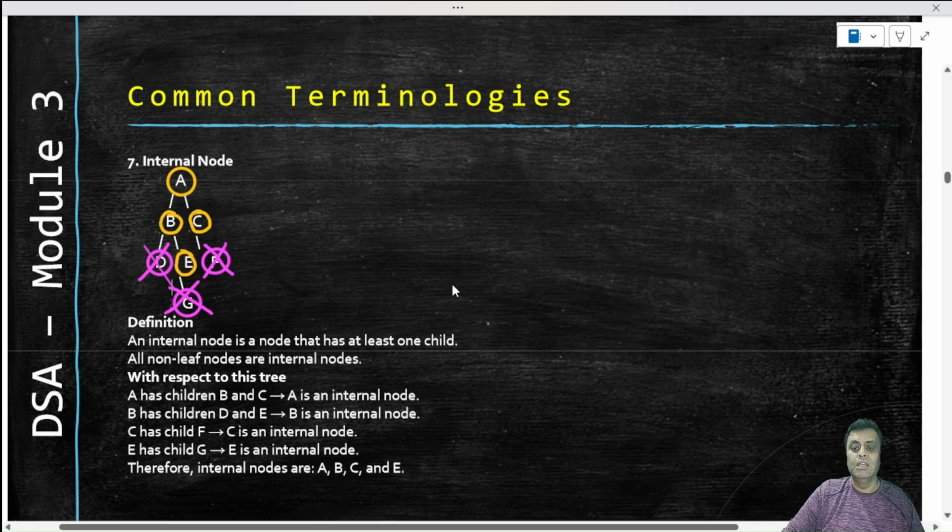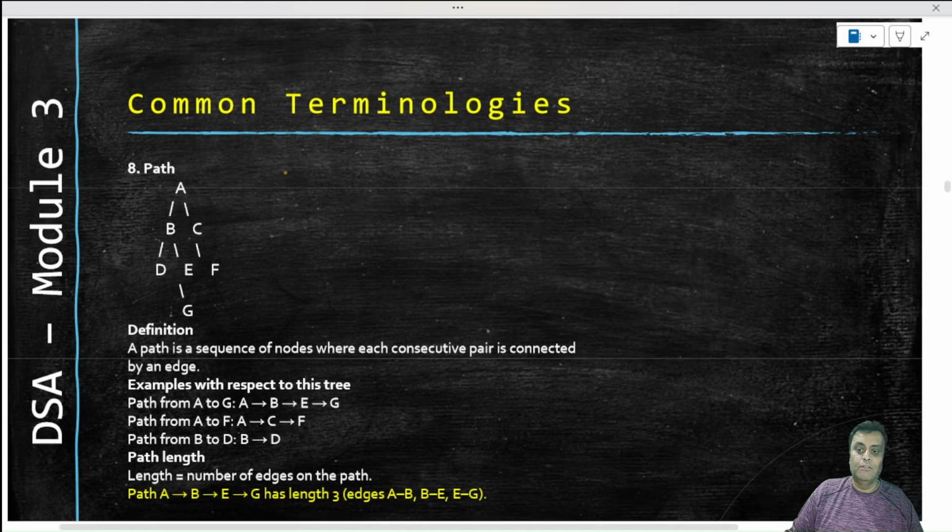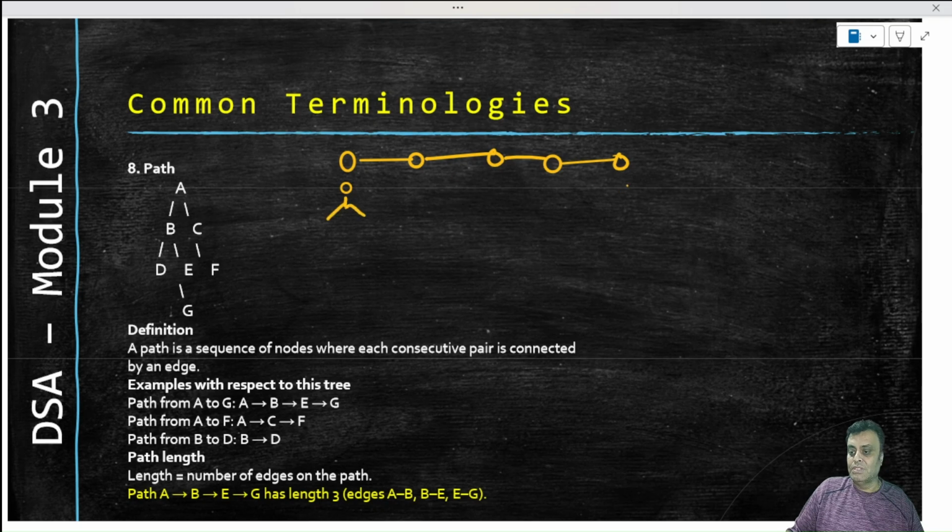What is a path? A path is basically, from one point, if you want to go to some other point, suppose you are here and you want to traverse here, the path will be the edges that are connecting the source and the destination. So if I want to go from A to G, what is my path? A to B to E to G. So I will be selecting this. So my path is confirmed as this.